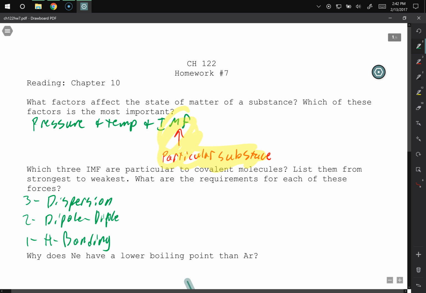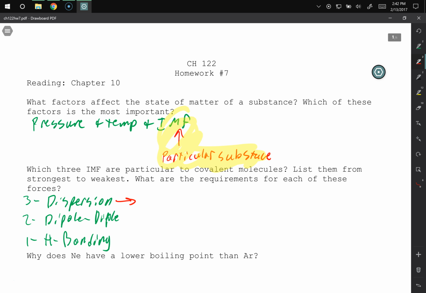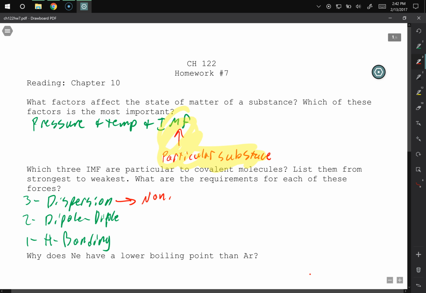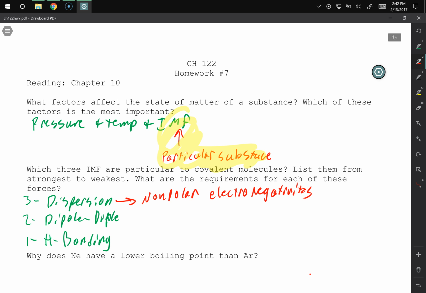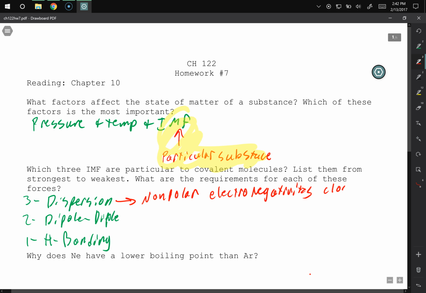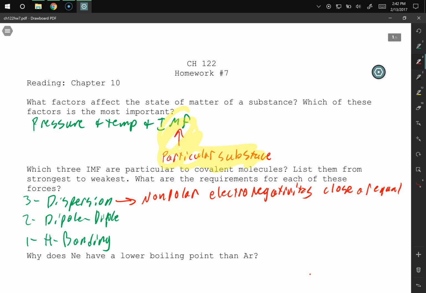What are the requirements for these forces? So if I'm talking about a dispersion force, what kind of molecule am I talking about? A nonpolar molecule, right? Nonpolar, the electronegativities are what? Close. Or equal. So I don't have differences in electronegativities because the electronegativity numbers are very similar to each other.